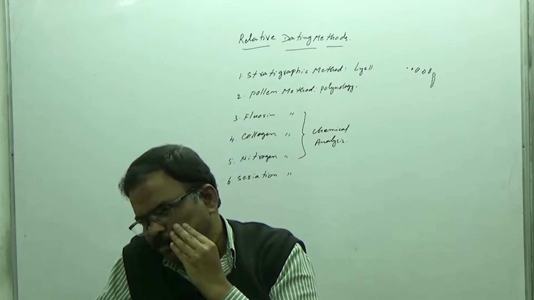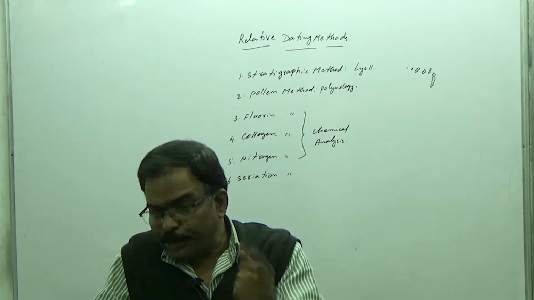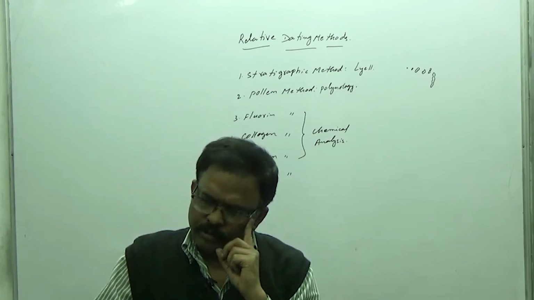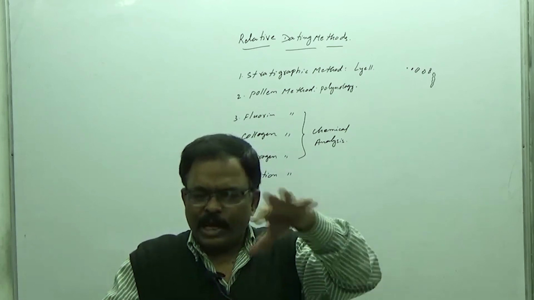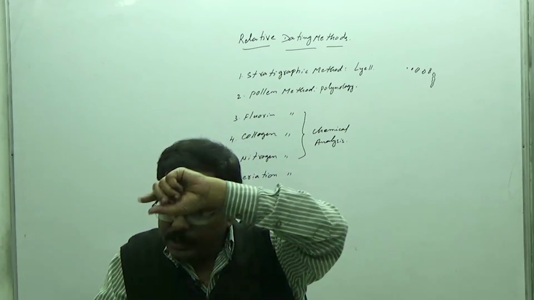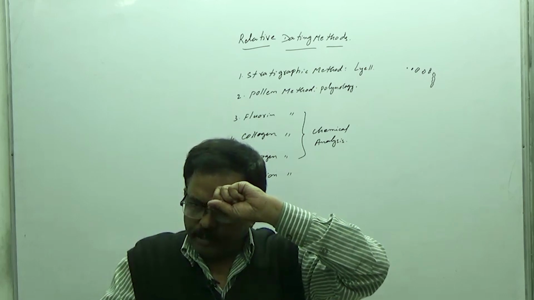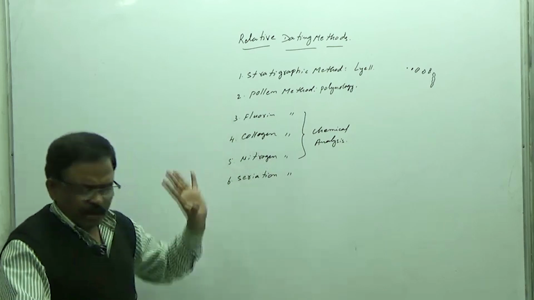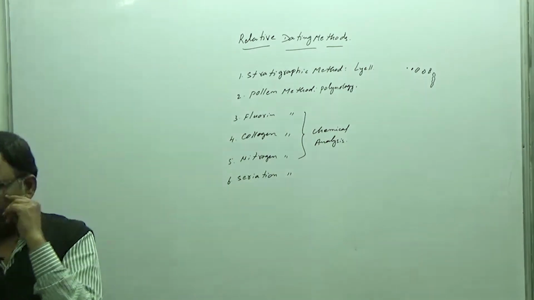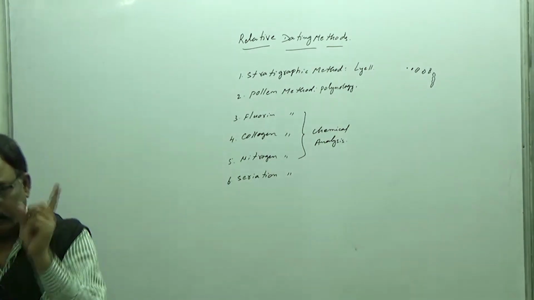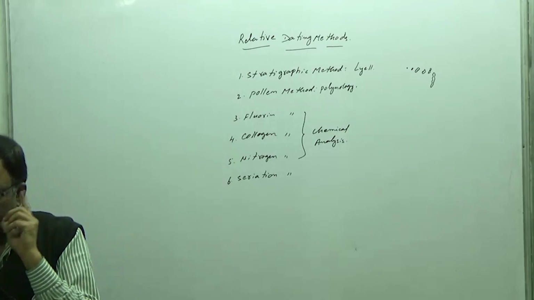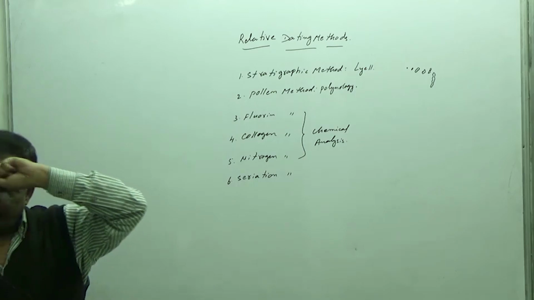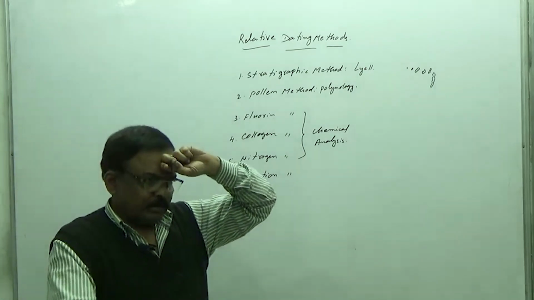Means what? If fluorine percent is more, that fossil is an old one. If fluorine percent is less, that is the recent one. That means this method, the fluorine method, is definitely useful not only to analyze the age, it is also useful to evaluate which one came first in that particular site.